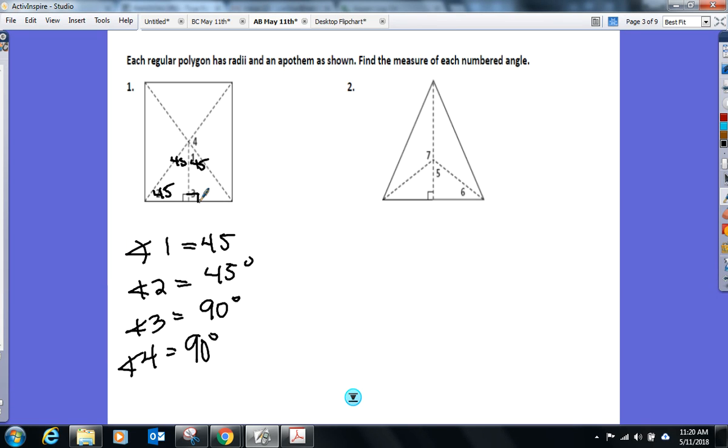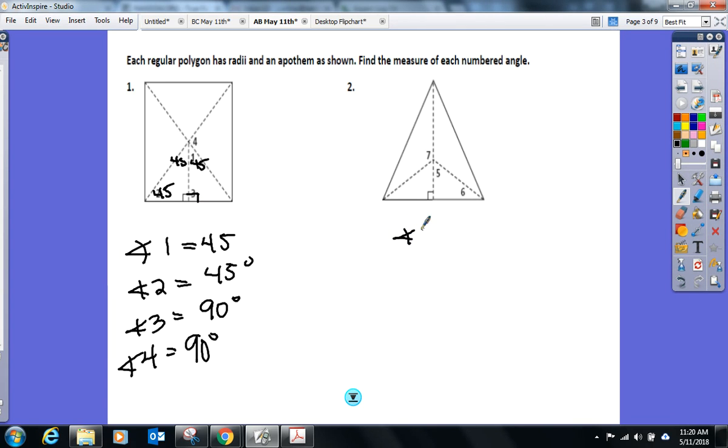Go ahead, another 30 seconds. Number 2 now. What about the triangle now on number 2? Find angle 7 the same way you found angle 4, the same way you found the initial angle in the hexagon.